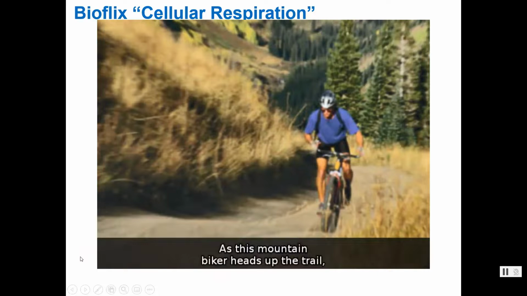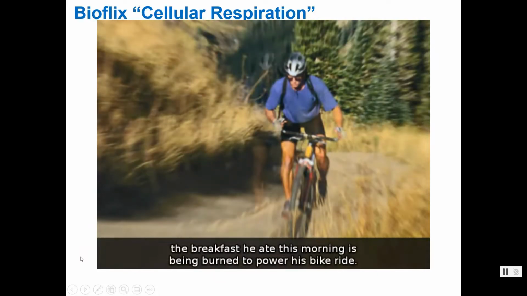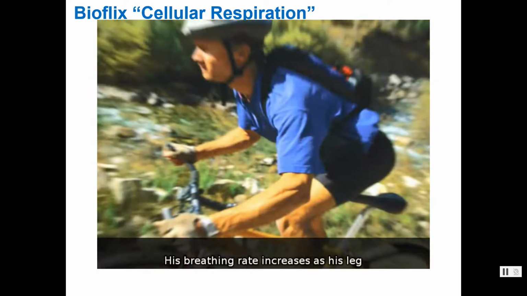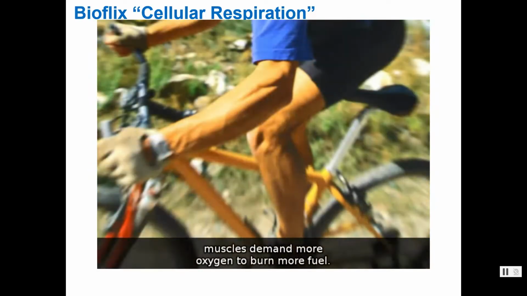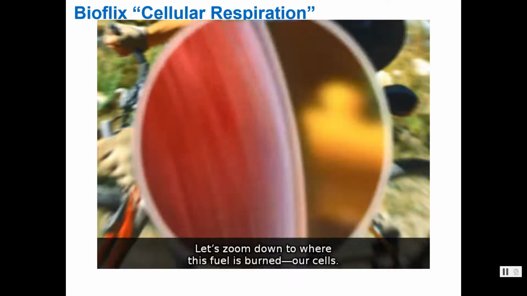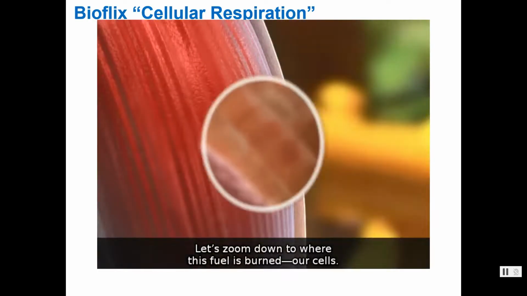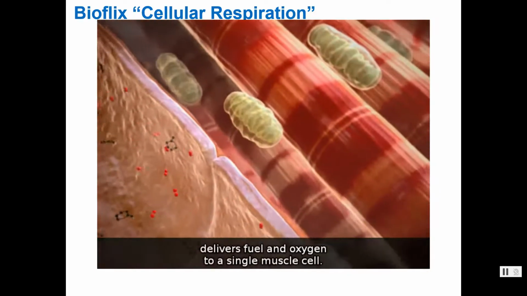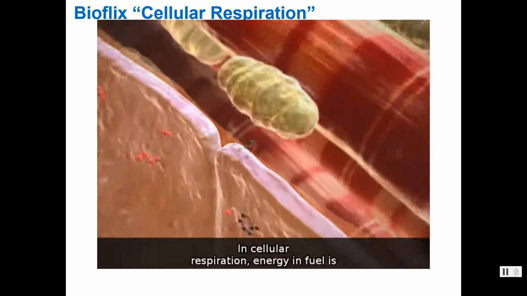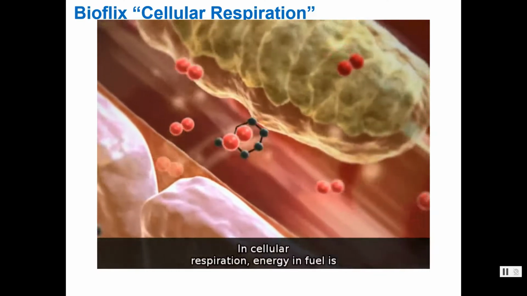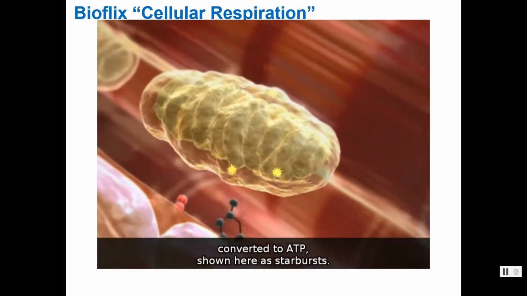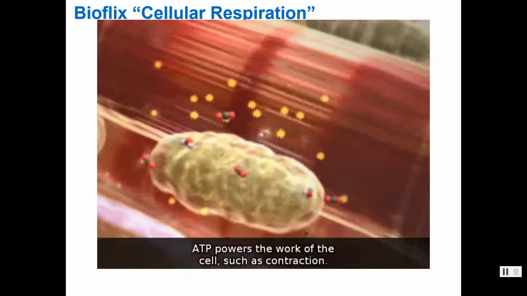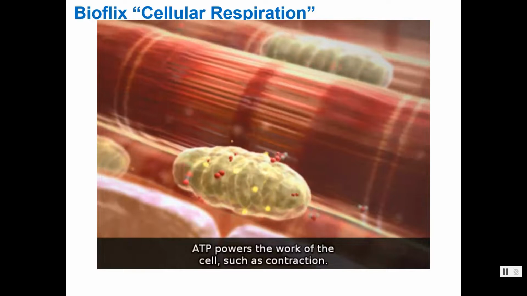As this mountain biker heads up the trail, the breakfast he ate this morning is being burned to power his bike ride. His breathing rate increases as his leg muscles demand more oxygen to burn more fuel. Let's zoom down to where this fuel is burned, our cells. Here, the blood vessel on the left delivers fuel and oxygen to a single muscle cell. In cellular respiration, energy in fuel is converted to ATP, shown here as starbursts. Most ATP is made in the cell's mitochondria. ATP powers the work of the cell, such as contraction.